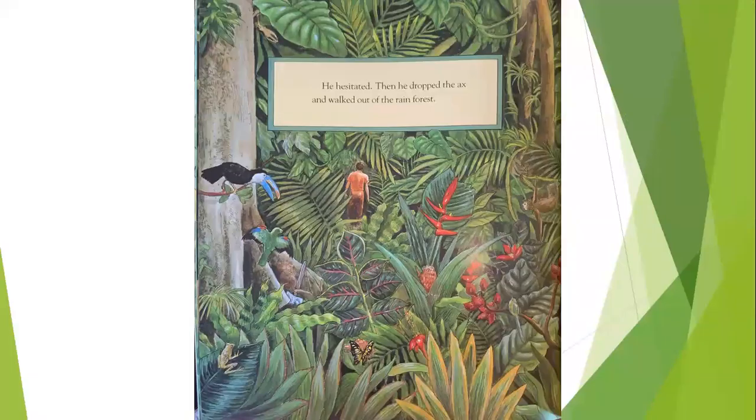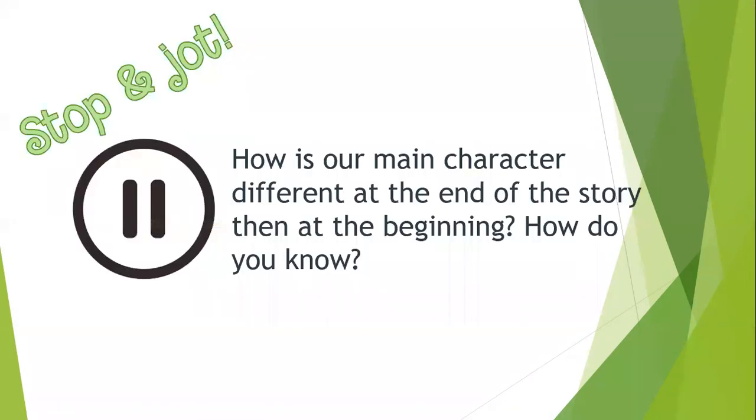Let's see. He hesitated. Then he dropped the axe and walked out of the rainforest. So the animals and the little boy worked. They got him to stop and preserve their habitat. So how is our main character different at the end of the story than at the beginning? And how do you know? So you're going to go back, use evidence, thinking about the beginning of the story, thinking about the end of the story, how is our main character different?